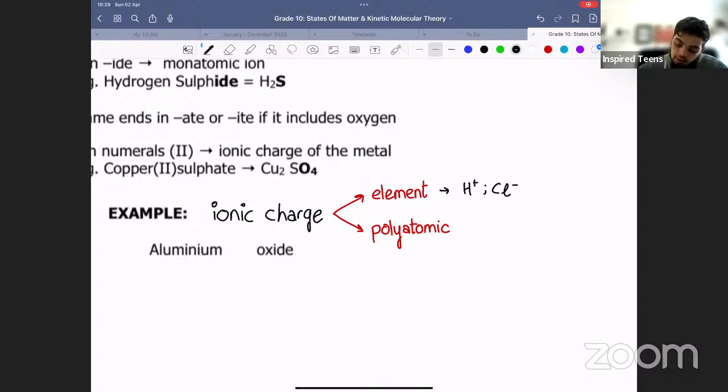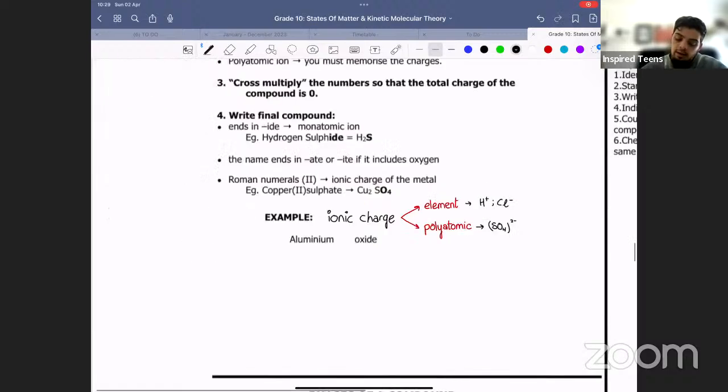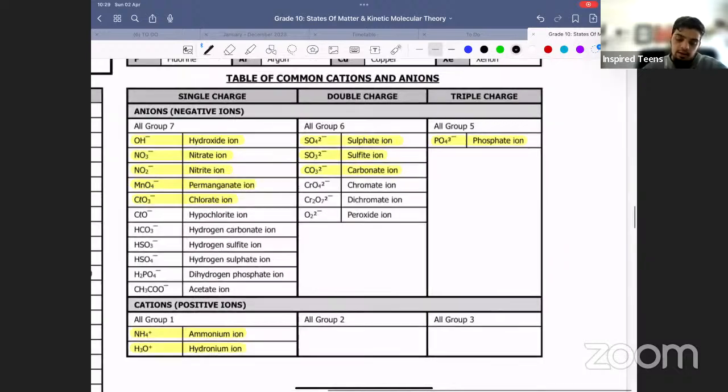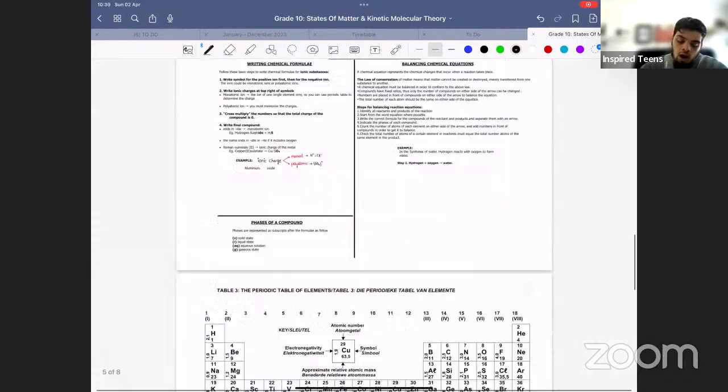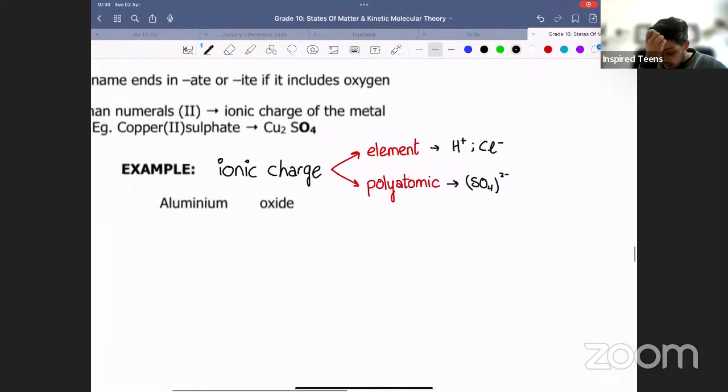But polyatomic, that's like that table. If I have SO4, this whole thing has a charge of 2 minus. That's polyatomic, many atoms, right? So this is why this table is important, especially you have to know their charges as well, positive 2, negative 2, and so on. So the elemental charge and the polyatomic charge, those are the examples.